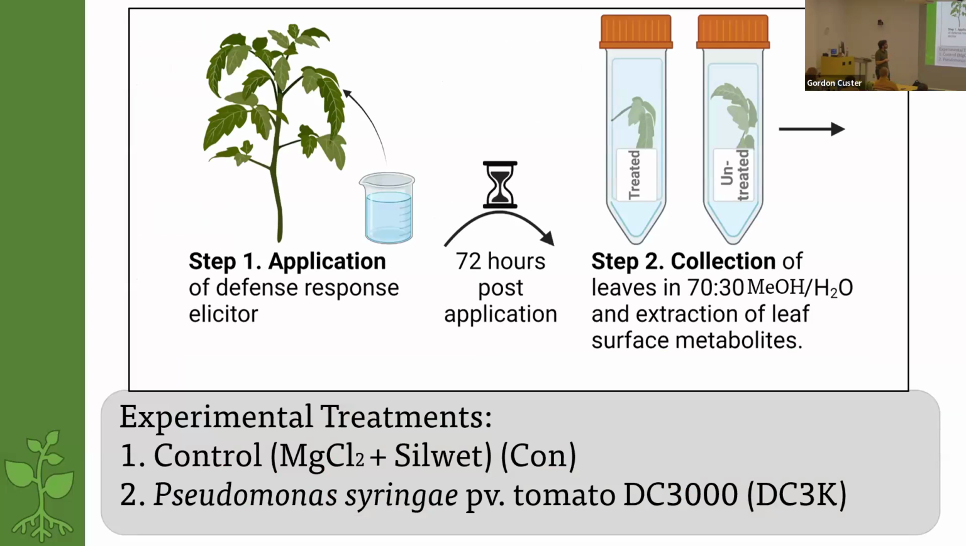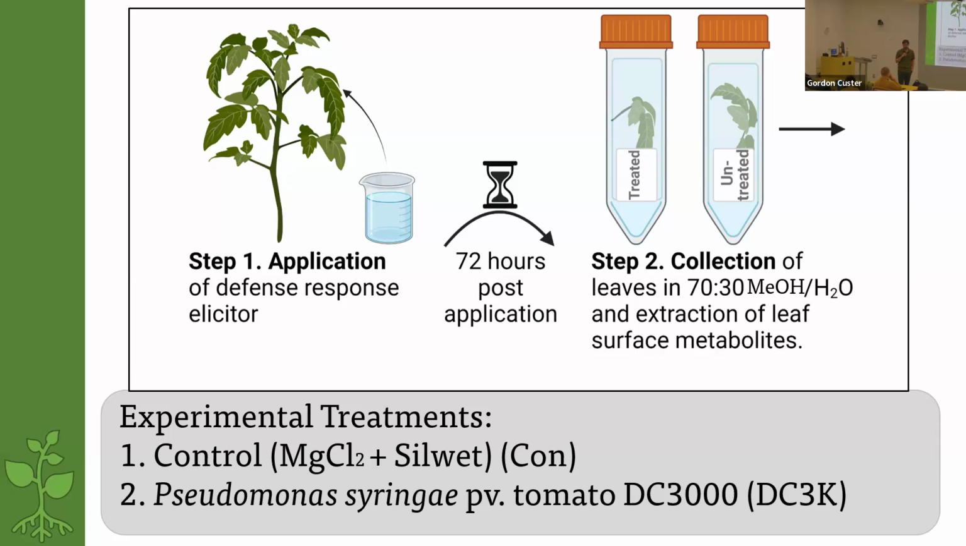72 hours post-inoculation, I collect both this leaf, which is the treated leaf, and then the leaf that's next oldest, directly diagonal to it, so this leaf right here. We collect both of these leaves and put them in 70-30% MeOH/H2O, and then we extract the leaf surface metabolites, and then you can dry them down.